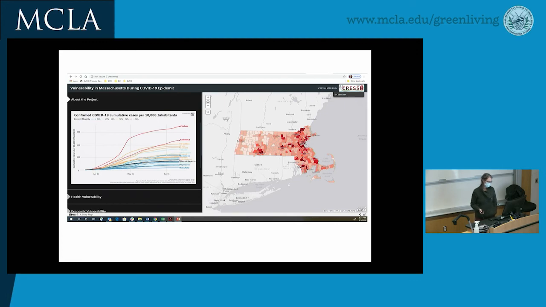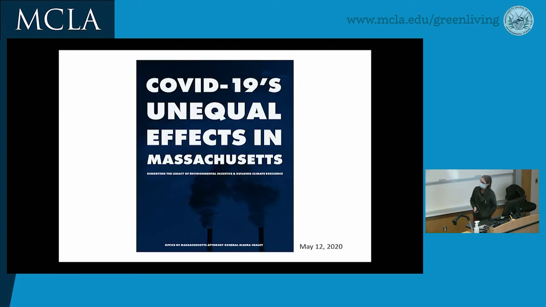And I'll just say, I am going to wrap up soon, that during the pandemic, we saw the vulnerabilities to the pandemic, the greatest effects, almost very cleanly along the lines of what are considered environmental justice communities. We could have seen that coming, but we didn't. The Massachusetts Attorney General wrote a report using those data, identifying the unequal effect of COVID on communities of color in Massachusetts. And I want you to see the small print, I'm going to read it: remedying the legacy of environmental injustice and building climate resilience.